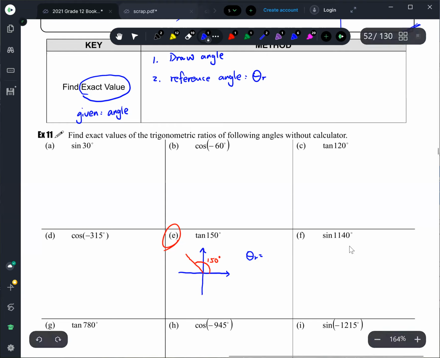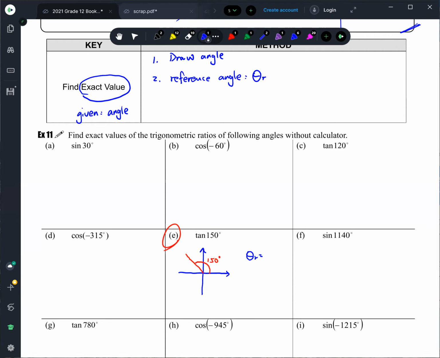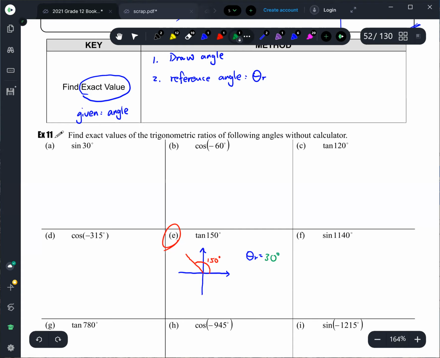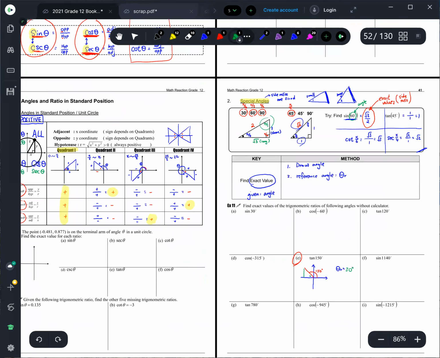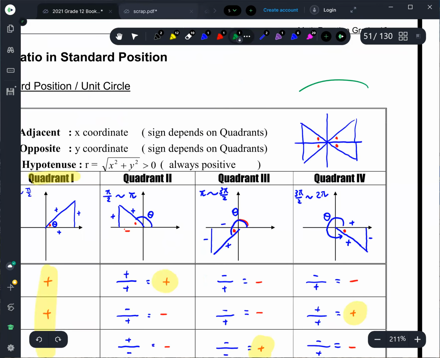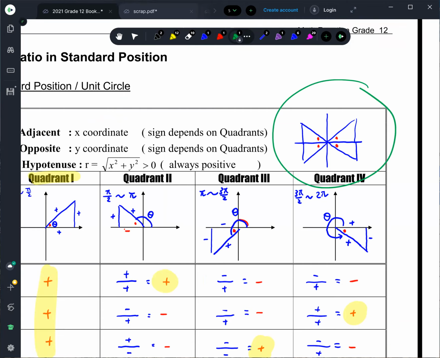Is there anyone forgetting how to find the reference angle? Raise your hand if you have the reference angle. Okay, Sophie, how big is the reference angle? 30 degrees. Yeah, very good. The reference angle is with the x-axis, this green dot. That's our reference angle. Remember the butterfly, right here. This is all the places of the reference angle in different quadrants.